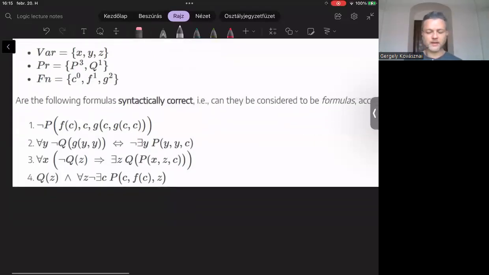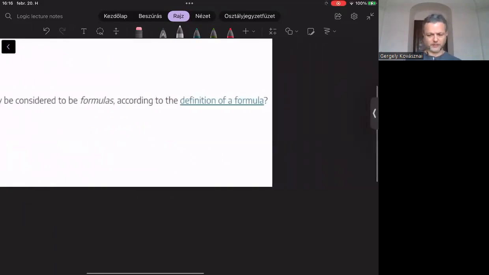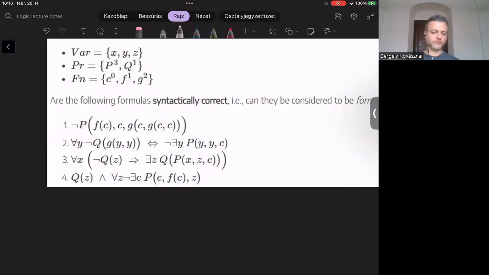And the task now is to check all those 4 formulas if they are syntactically correct, or more precisely, we have 4 character strings given, and we have to check if they respect the definition of a formula. They respect all the rules in that definition, and if they do, then we can say that they are formulas. Otherwise, they are not. So let's start with the first one, and let's start at the beginning.